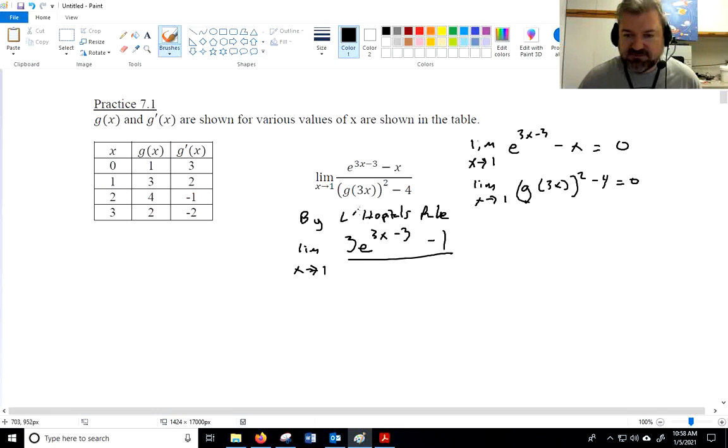And then let's take the derivative of the denominator. We need to use the chain rule. So that's 2 times g of 3x. Remember, the part inside the squared stays exactly the same. Now I multiply by the derivative of g of 3x, which is g prime of 3x. And then again by the chain rule, times 3.